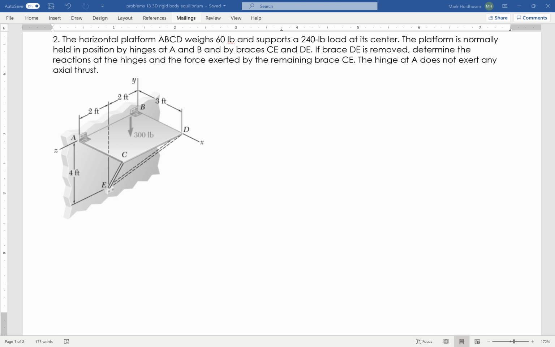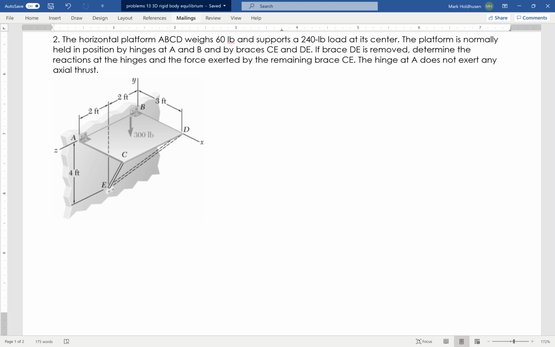Okay, I've got this platform. It weighs 60 pounds and supports 240 pounds at its header, so a total of 300 pounds is shown there. Basically, it's just got the one brace. It's drawn one in there, but then it removes it. So it's just got brace CE.